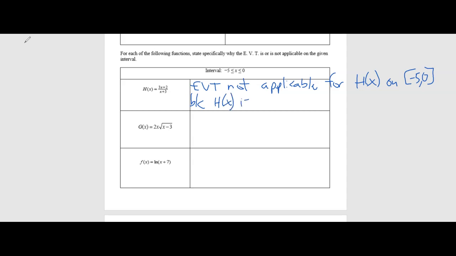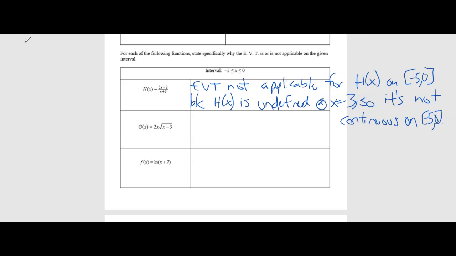And we just need to state that, right? We need to say EVT not applicable for h of x on the closed interval -5 to 0, because h of x is undefined at x equals -3. So it's not continuous on that interval, -5 to 0, closed.